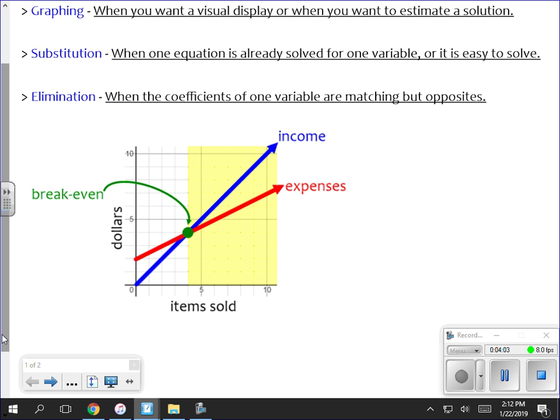You will not make money. You will not lose money. Anything prior to that, because the graph of expenses is above the graph of income, you're going to lose money. Anything after that, your income is more than your expenses. You're going to make money. Where is my break-even point? It's important to know where your break-even point is.